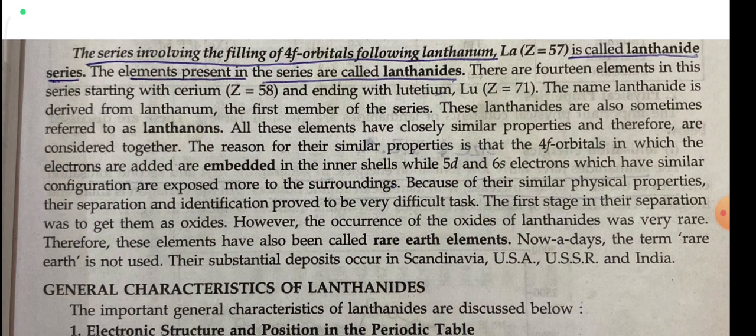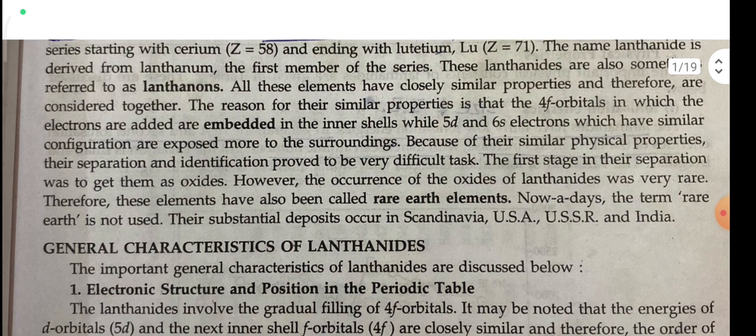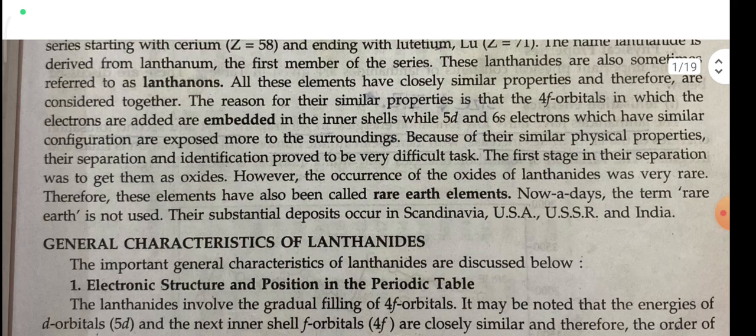The reason for their similar properties is that in the 4f orbital the electrons are embedded in the inner shells, while the 5d and 6s electrons, which have similar configuration, are exposed more to the surroundings. Because of their similar physical properties, their separation and identification proved to be a very difficult task.